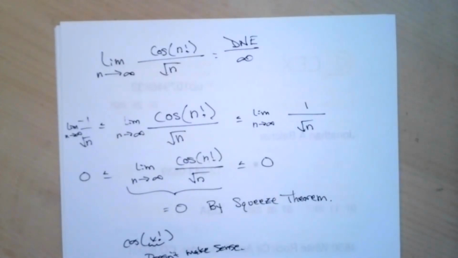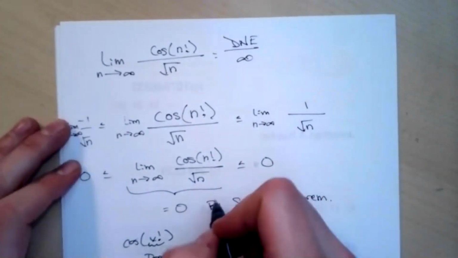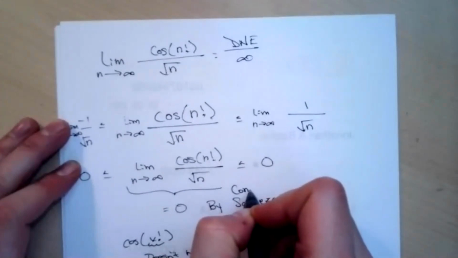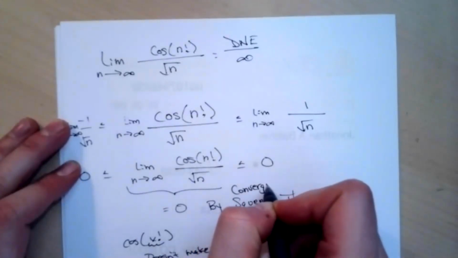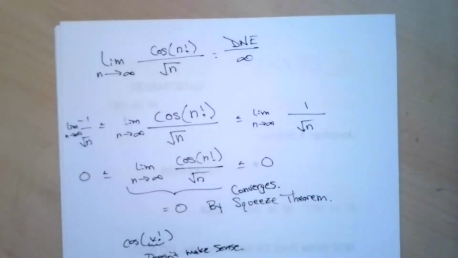Oh, and does it converge if the limit exists but it doesn't equal 0? Does it still converge? Yeah, as long as it's a finite number. Okay, got it. Cool. Thank you.